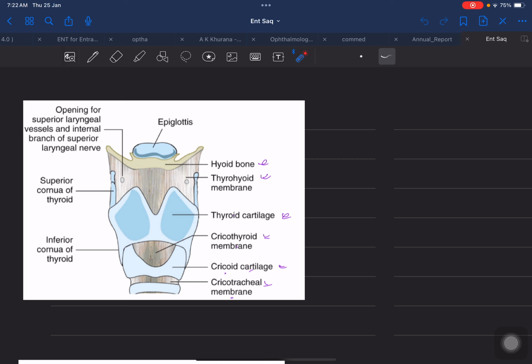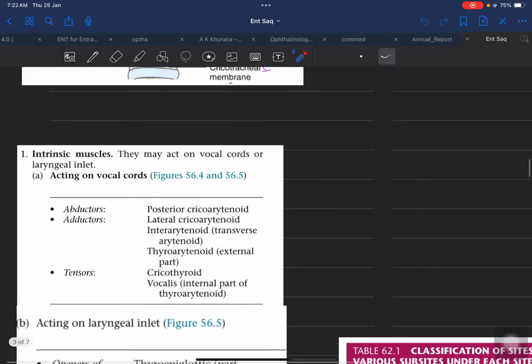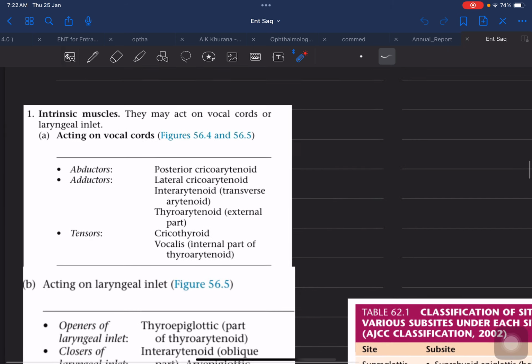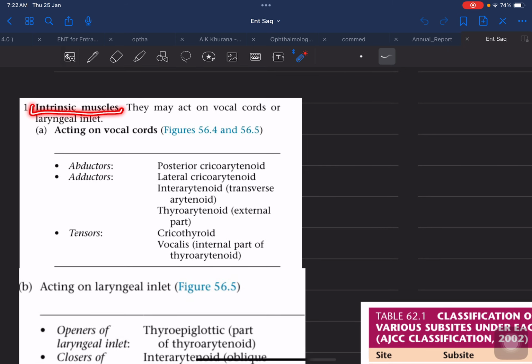Now moving to our specific question, the first question, which has been asked several times in the exam, is: what are the different intrinsic muscles of larynx, with their nerve supply and function.